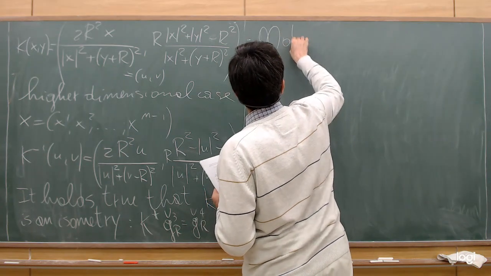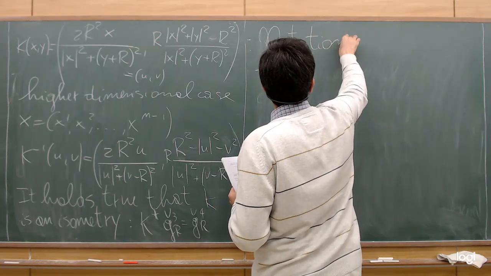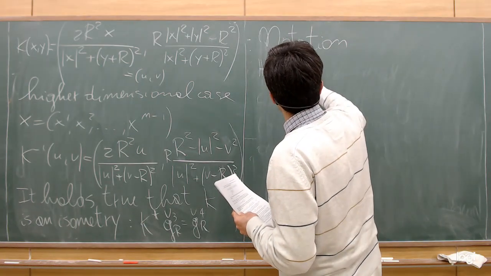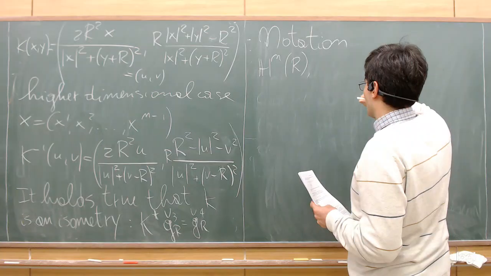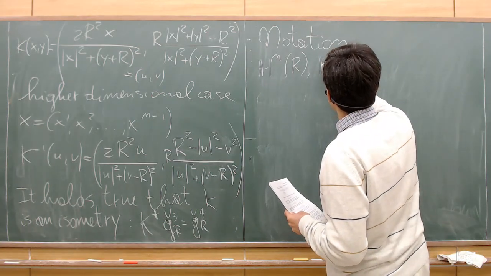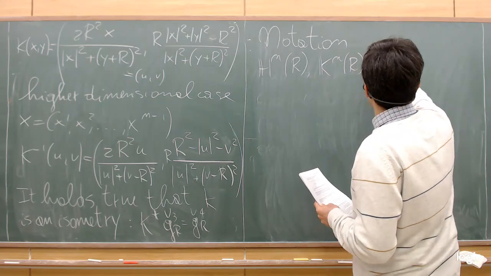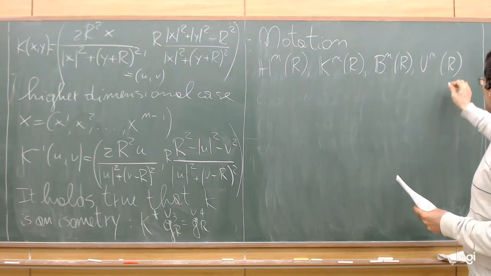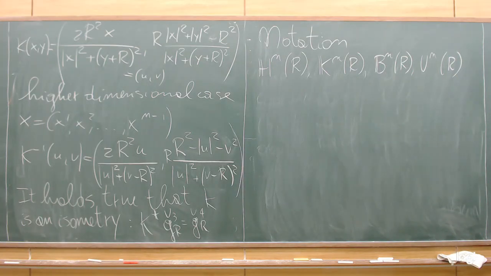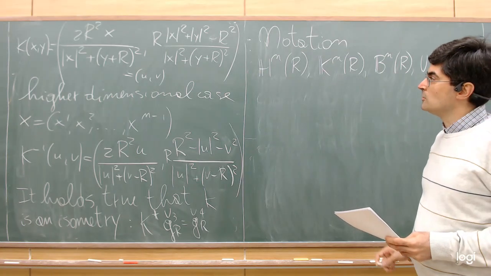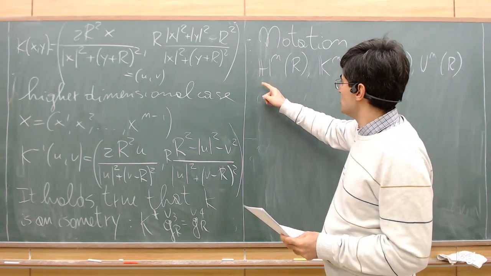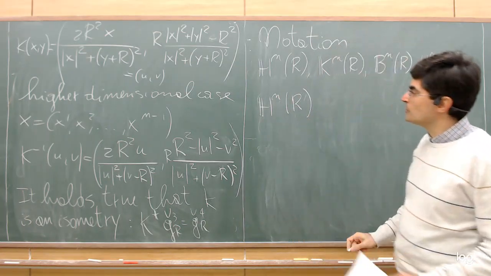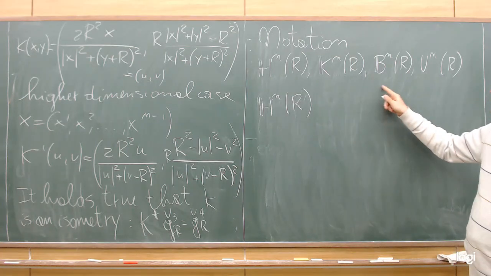So a word about the notation. We have seen that there are 4 symbols, but in general the notation which is more used is this one, even though we are working with the other 3 models.